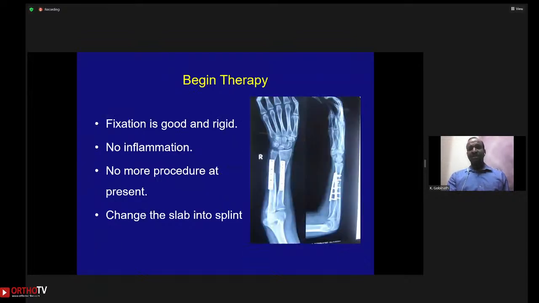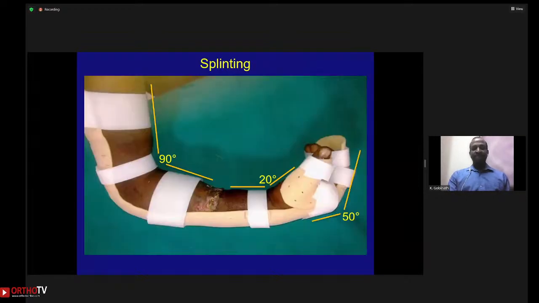When to start the therapy is as early as possible, and we have to look at how stable the fixation is and how stable the bone is as it goes to union. If there is no more procedure like skin grafts or a flap going on, we can start the therapy early. In our setup, we start at the early 3rd week. First, I change the slab to a protective splint, which will be worn from 6 weeks to 8 weeks.